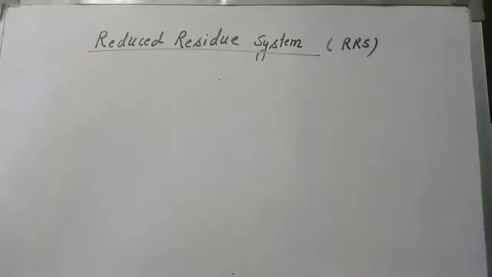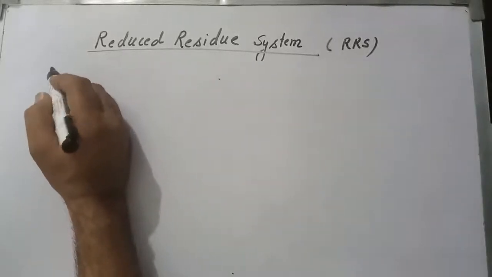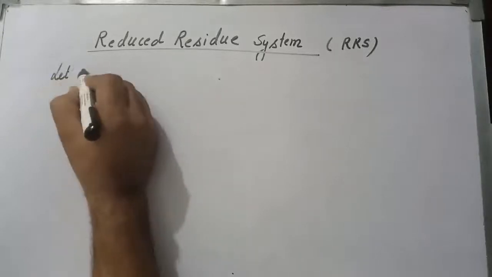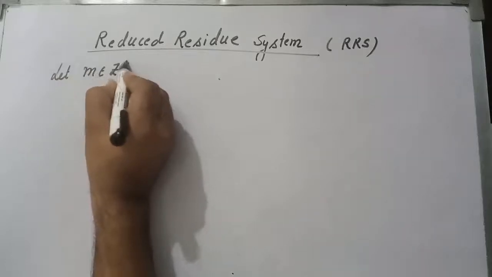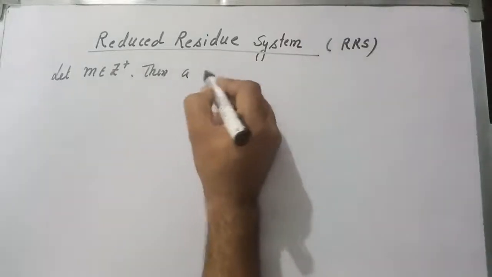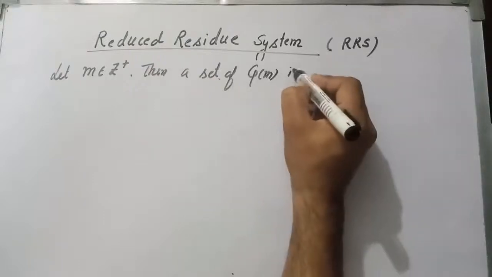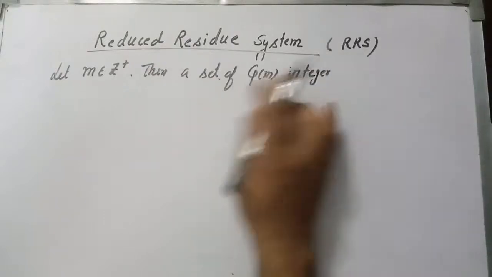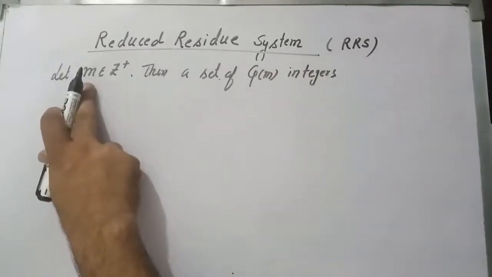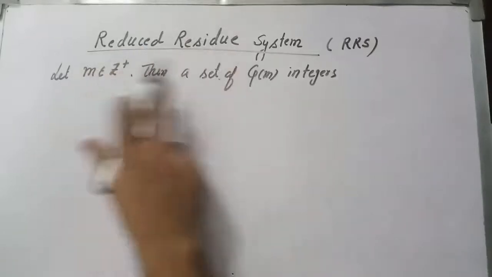Let's start with the definition of reduced residue system modulo m. For any residue system, first we have to fix an integer. Let m be a fixed positive integer. Then a set of phi m integers. What is phi here? Phi is the Euler phi function. It means when you fix m, then you have to calculate phi m. Then a reduced residue system contains phi m elements.